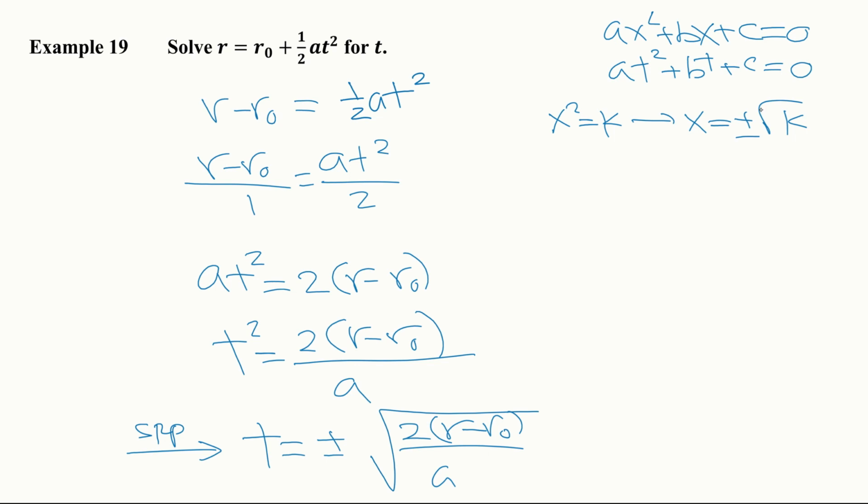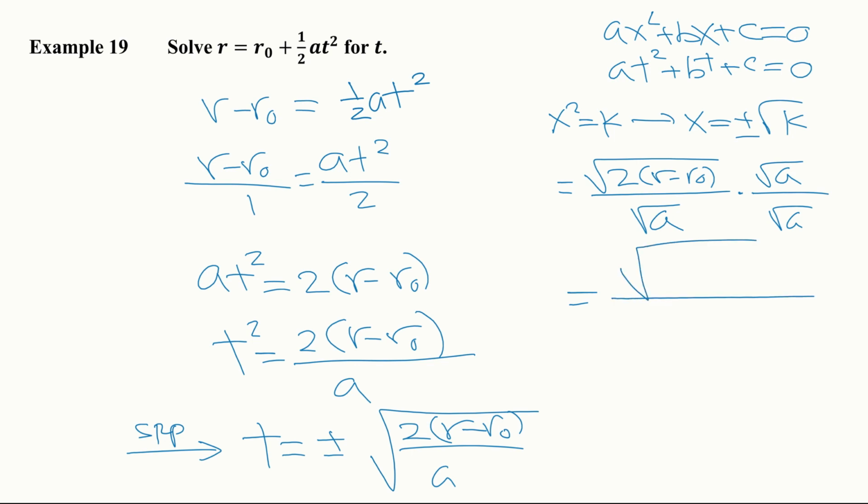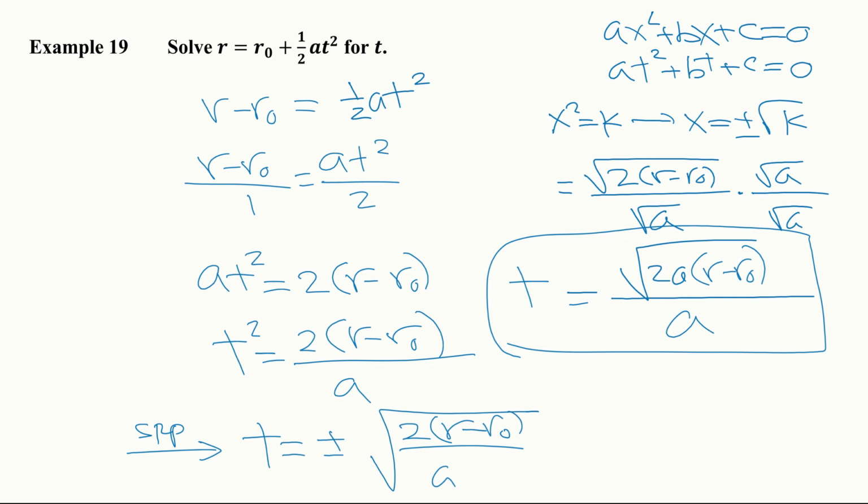But remember, we have to keep going because we want to get rid of that radical down below, right? So we split it up like this, and then we rationalize by multiplying top and bottom by square root of a. So we end up with the square root of, I'm going to multiply the 2 and the a, so I get 2a times (r minus r0), all over a. And there is my solution for t. Okay? Similar to the previous one, so make sure you understand it before we move on.